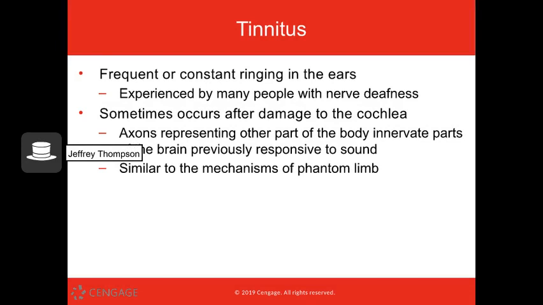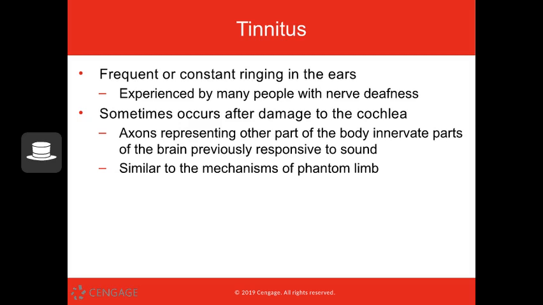Then we have tinnitus, which is a frequent or constant ringing in the ears, and it's experienced by many people with nerve deafness. Sometimes it can occur after damage to the cochlea. So the axons that represent other parts of the body innervate parts of the brain previously responsive to sound. So basically, your pathways are getting mixed up, meaning that your brain, even though it's not getting actual sound signals, thinks that it's getting sound signals. So you are responding to senses that you're not actually receiving.